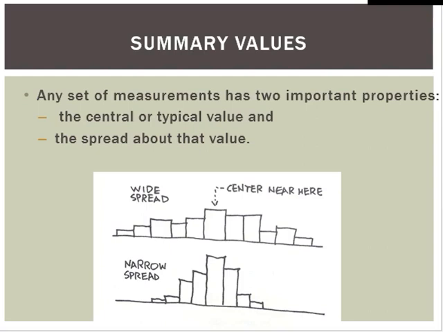Aside from just describing data sets or allowing us to visualize the data we've collected, descriptive statistics are really the first step in any statistical analysis. And there's two primary components of descriptive statistics. One is being able to identify the central or typical value of the data we've collected. And then we also need to be able to describe the spread about that value.